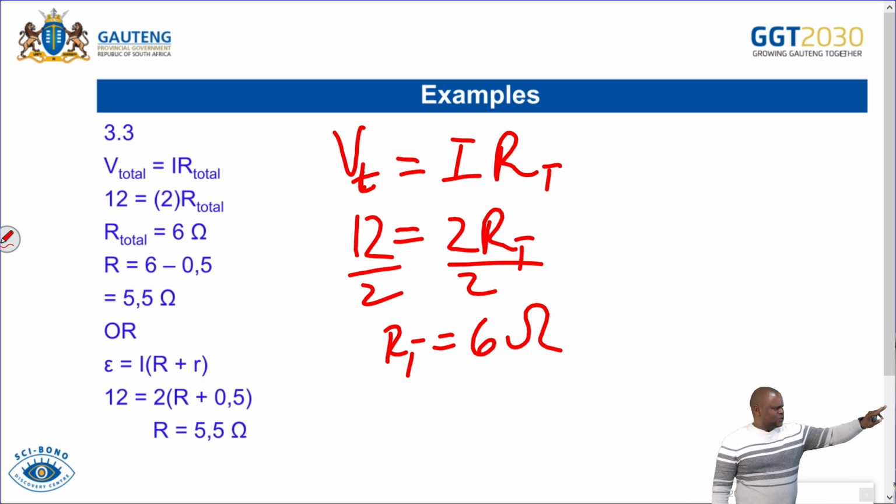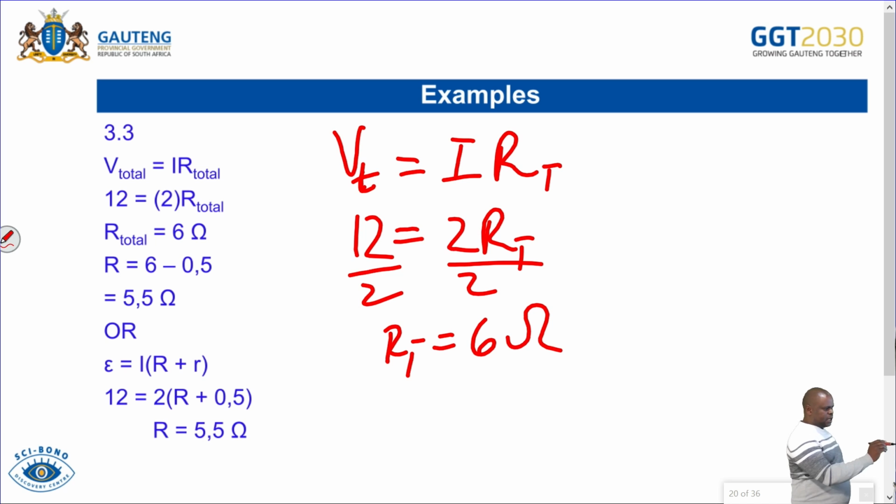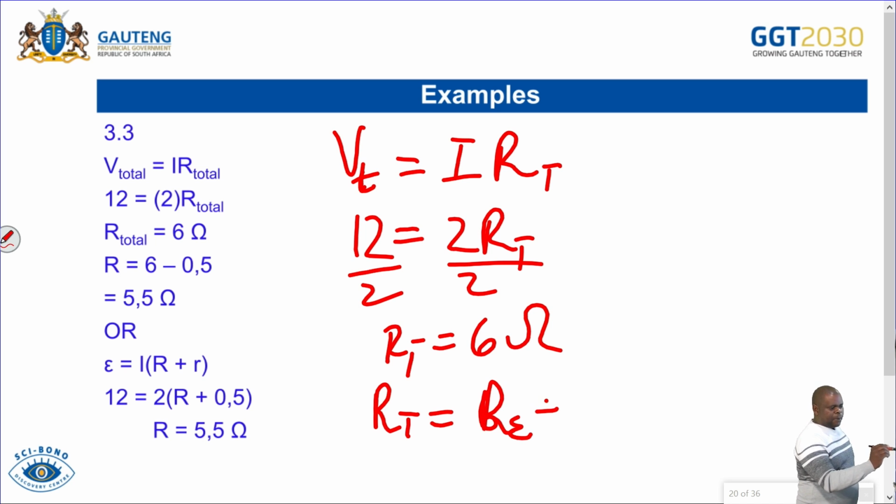But inside this total resistance, we have a smaller resistor inside the battery. And we know that that smaller resistor is 0.5. In order for us to get the total, we said total resistance is equal to the external resistance, R external, plus R internal.